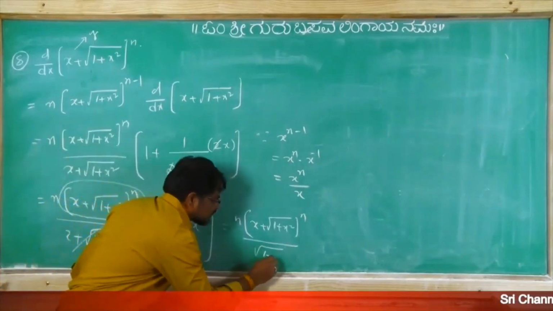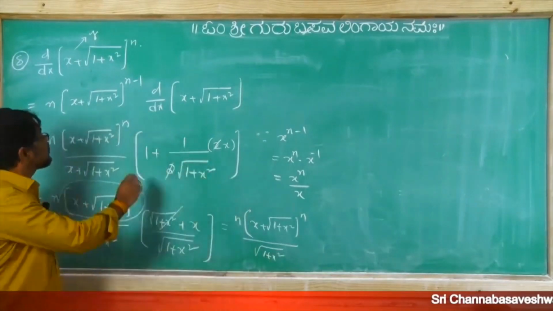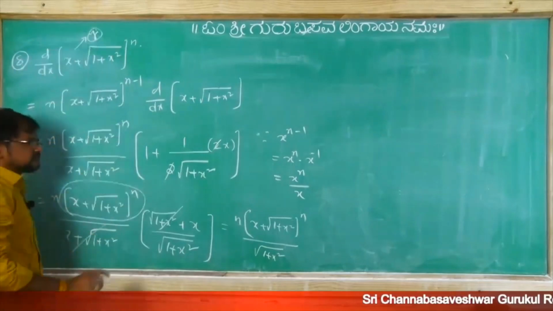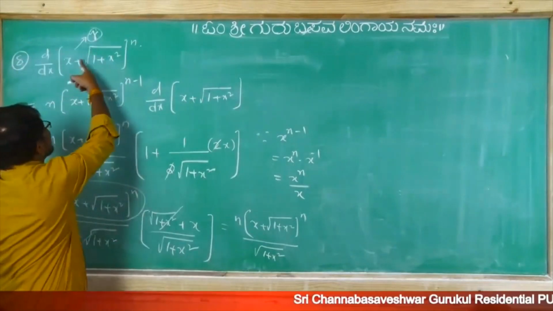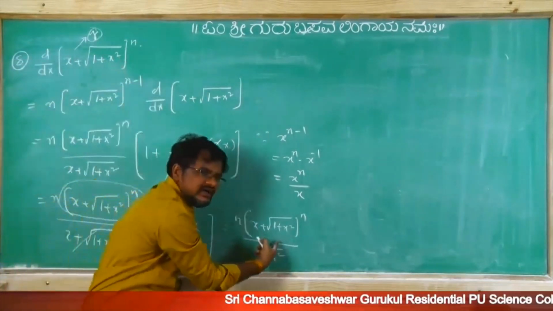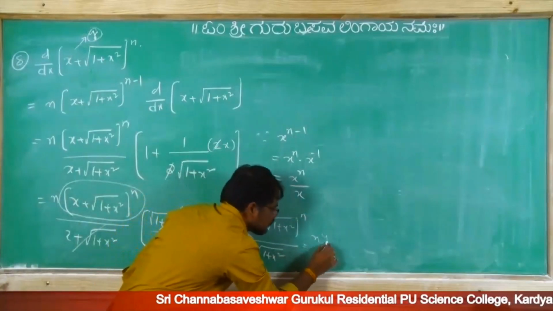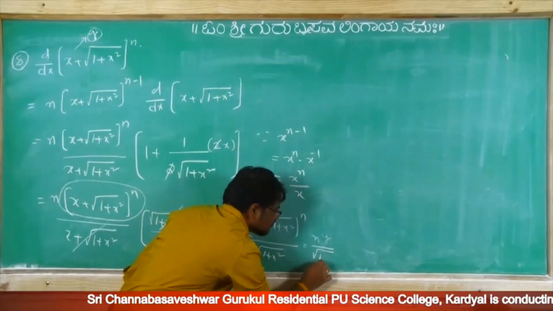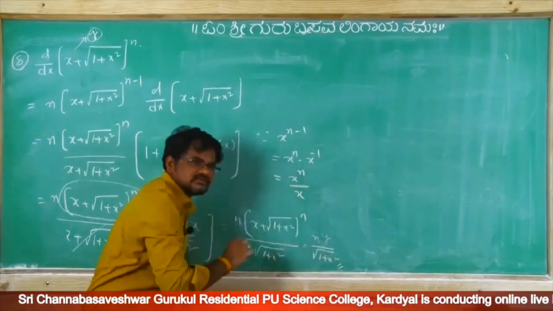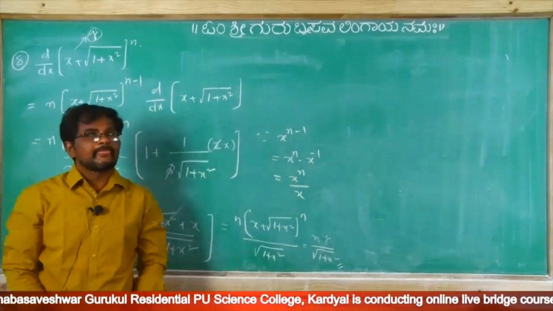Root of 1 plus x square. Suppose if you take this as y, so that this value is replaced by what? This value is replaced by y. So n y by root of 1 plus x square, like this. Okay, now once again listen.